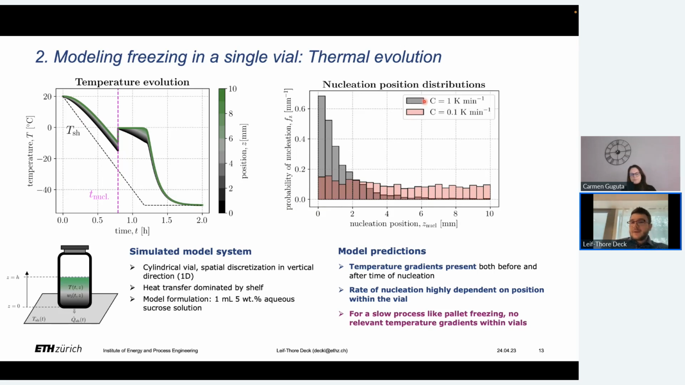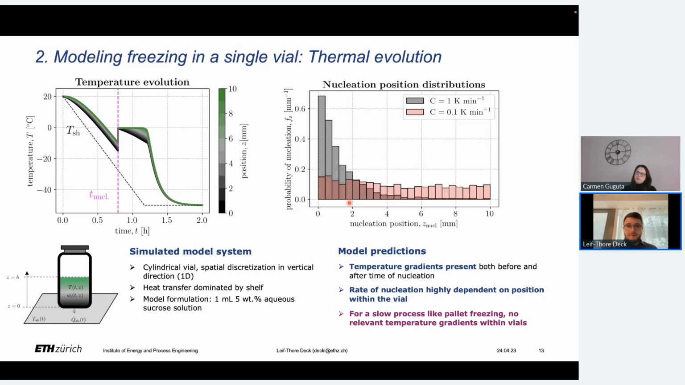But if we have a faster cooling rate of 1 degree per minute, we see that most nucleation events actually happen in the first 20% of the vial counted from the bottom, so in the first 2 millimeters from the bottom. So this means that the rate of nucleation really depends a lot on position when we have sufficiently fast cooling. Which tells us one thing: if we have a very fast process, then we have to consider the effect of temperature gradients.